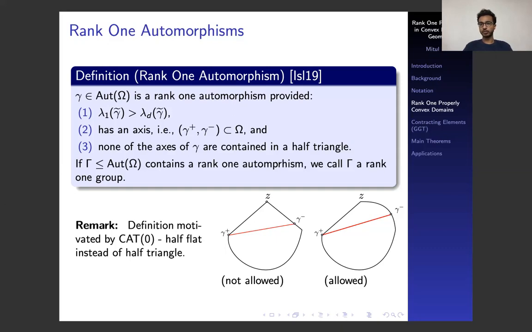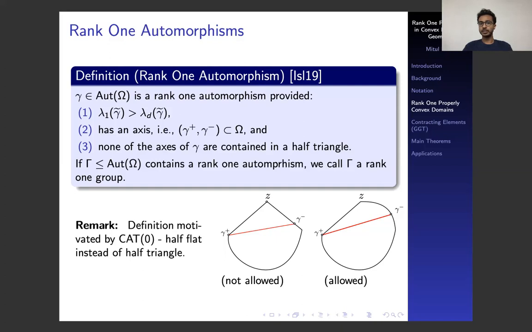I will first define the notion of rank 1, and I begin by introducing the definition of a rank 1 automorphism. Gamma in the automorphism group of omega is called a rank 1 automorphism provided lambda 1 of gamma tilde is bigger than lambda D of gamma tilde, where gamma tilde is a lift of gamma. The second condition is that gamma has an axis. That is, there is a point gamma plus in the eigenspace corresponding to lambda 1 and a point gamma minus in the eigenspace corresponding to lambda D, so that if we take the line segment joining gamma plus and gamma minus, then it is entirely contained in omega.